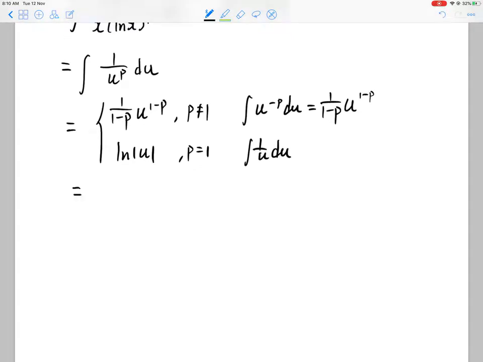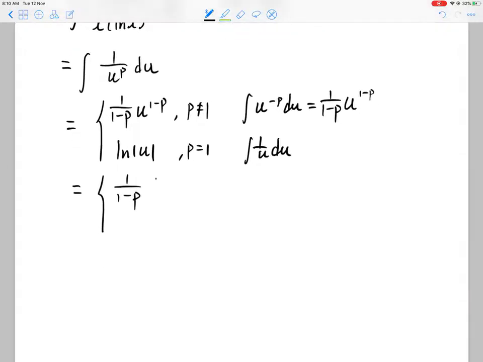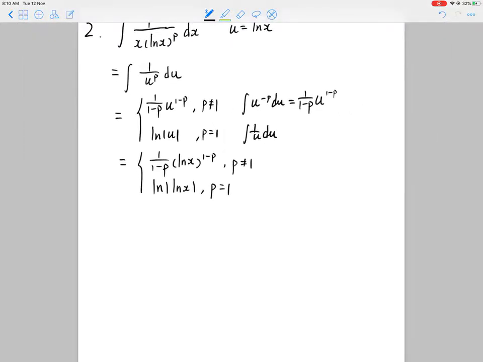Okay, which means we can sub back u is log x, so it's log x to the power of 1 minus p over 1 minus p. It's log absolute value of log x if p is 1. Okay, so this is the first part.